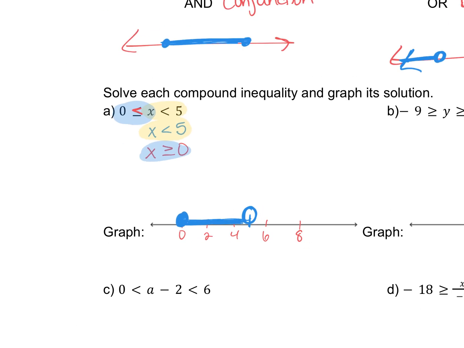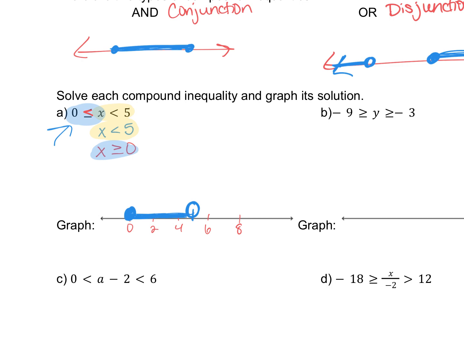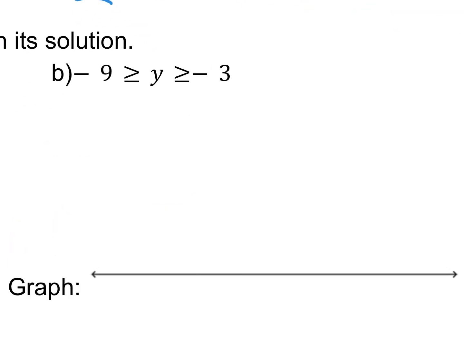Usually when they write these as compound inequalities, like they did up here, it's going to be an AND. If it is going in opposite directions, I don't want to say always, but almost always, they'll have to say the word OR. Okay, let's do another one.